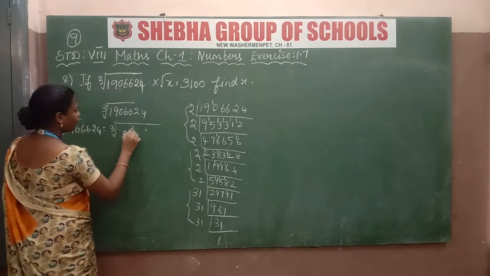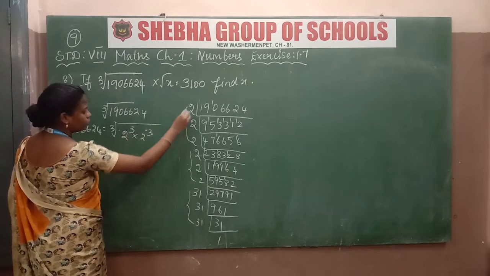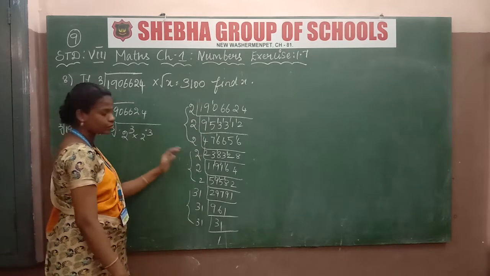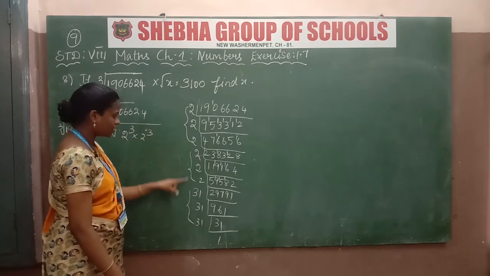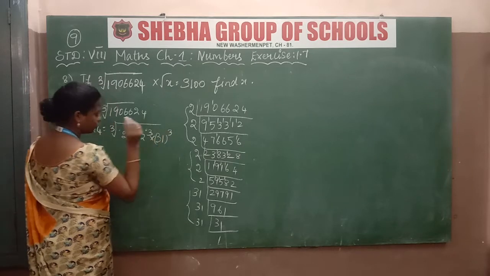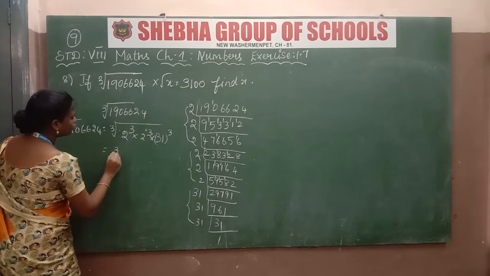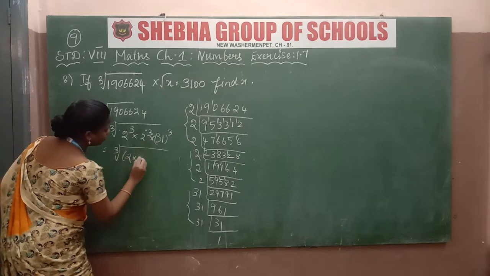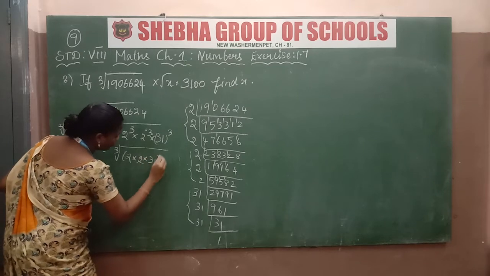So 2 cube into 2 cube, 2 cubes இருக்கு. So 2 வந்து 3 times இருக்கு. So 2 cube. Then அதே மாதிரி 2 and 3 times இருக்கு, 2 cube. At the same 31 வந்து also cube 3 times இருக்கு. Then whole cube 2 into 2 into 31 whole cube.